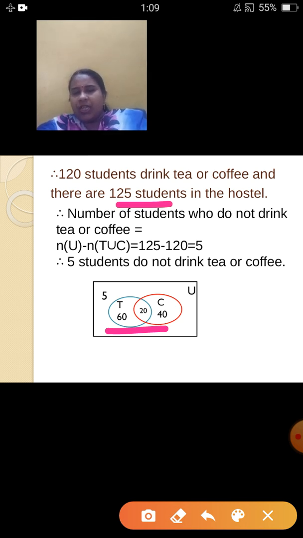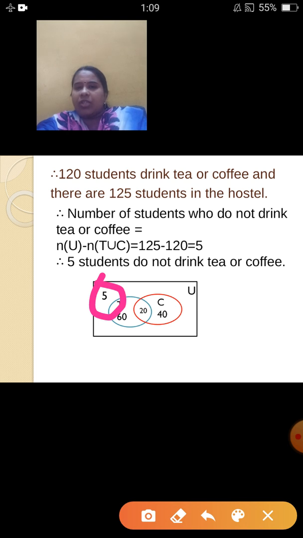Those 5 students are neither in set T nor in set C. Where are they? They are here, outside. Means they are there in the universal set, but they are not drinking tea nor are they drinking coffee. That is the reason they are outside, but they are there in the universal set. I hope you are understanding this. These are those 5 students who do not drink tea or coffee. Where are they to be represented? They are to be represented in the universal set, but outside those two sets.